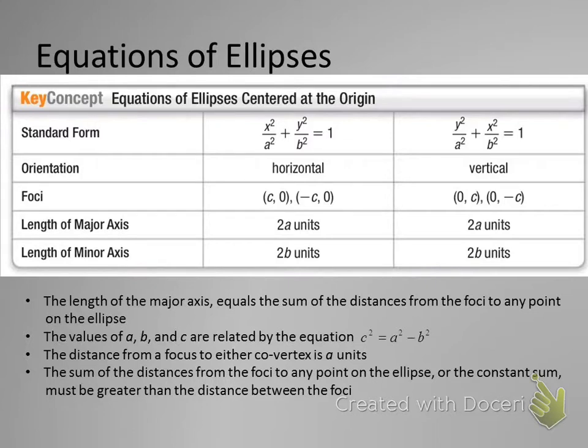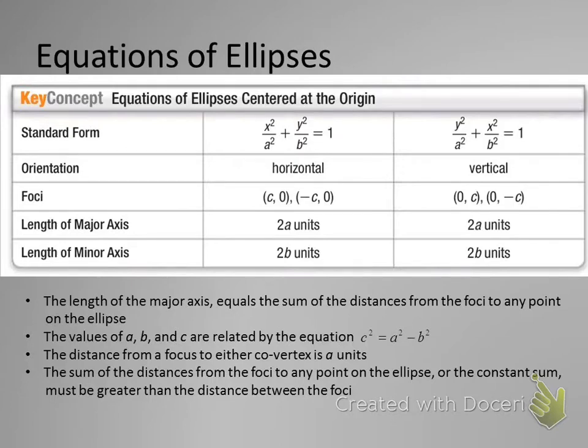Your foci are at the points (c, 0) and (negative c, 0). We'll get to how you figure that out. The length of the major axis is 2a units. The length of the minor axis is 2b units. Everybody good?